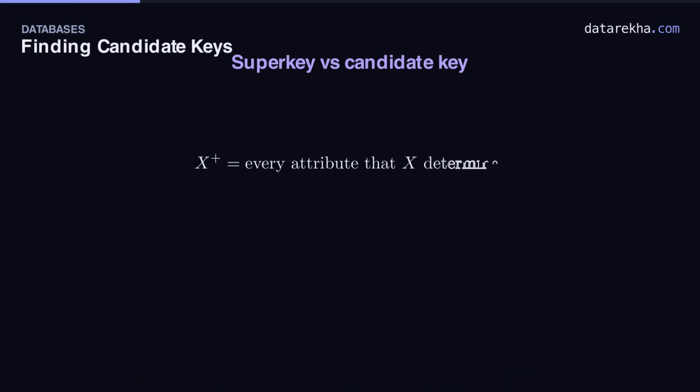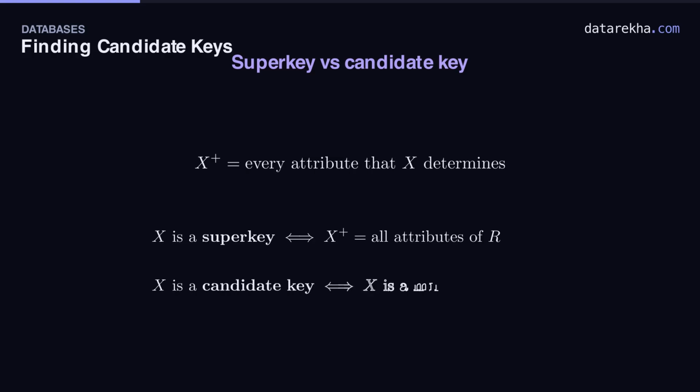First, the bridge from the last idea: attribute closure. Remember, the closure of a set X, written X plus, is every attribute X forces to be determined. That single tool gives us both words we need. X is a superkey exactly when its closure is all the attributes of R. It determines the entire row. And a candidate key is a minimal superkey. Minimal means you cannot throw away a single attribute and still have a superkey. Drop anything, and the closure stops reaching everything.